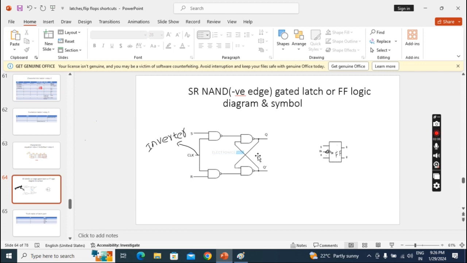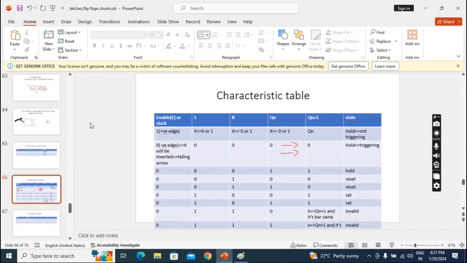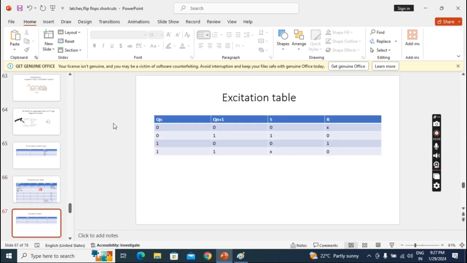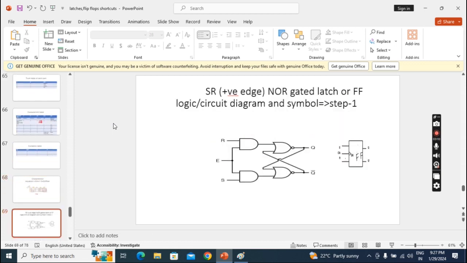See here for negative edge, here we have to keep an inverter in the logic diagram. And here we have to keep a bubble along with a triangle. Bubble at the outside, triangle inside. Okay. These are the differences. This is the latch truth table. This is the excitation table, a characteristic table. So in this characteristic table, here 1 will come. It indicates positive edge. Here zeros will come. It indicates negative edge. Okay. Remaining all same. Excitation table same. Characteristic equation same. Okay. Now we'll see with the NOR latch with the positive edge.